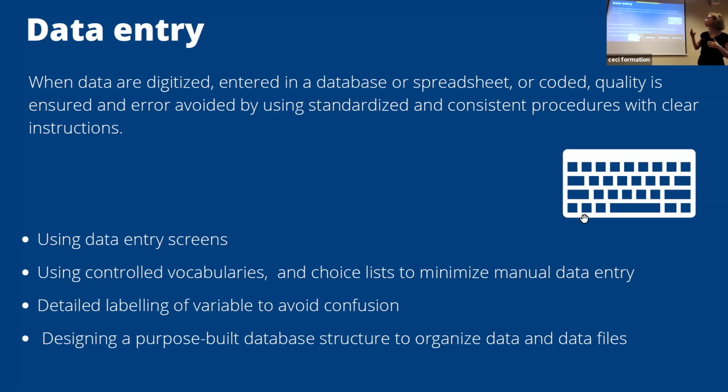It's also important to use controlled vocabularies and to, for example, choose a choice list to minimize this problem of manual data entry. Of course, when you make your data entry screen, it's always important to have clear labels and to avoid confusion. And once you create your data entry screen, it's always important to have in mind that all the different databases you are creating are going to be connected with each other. So, for example, if you're using SQL, it's really important to think about that beforehand.